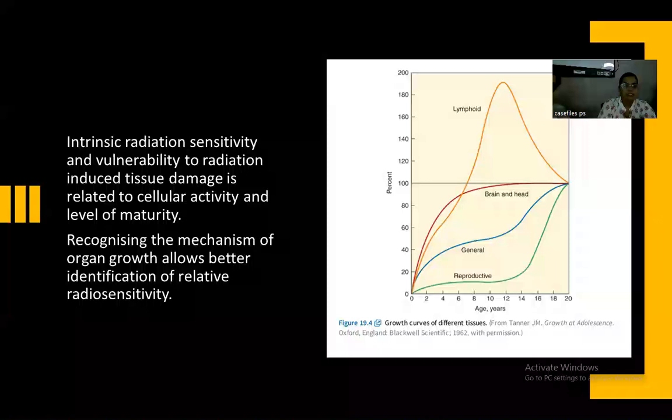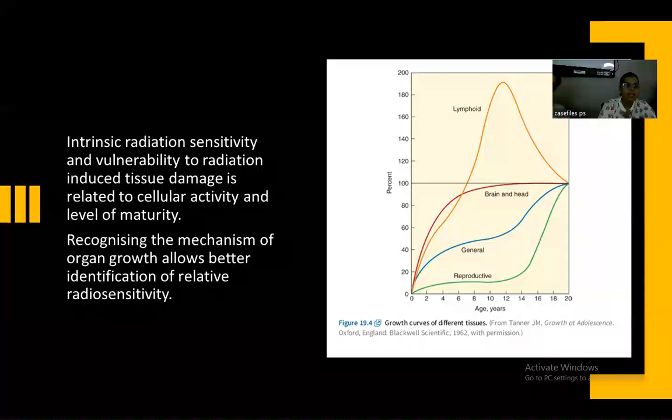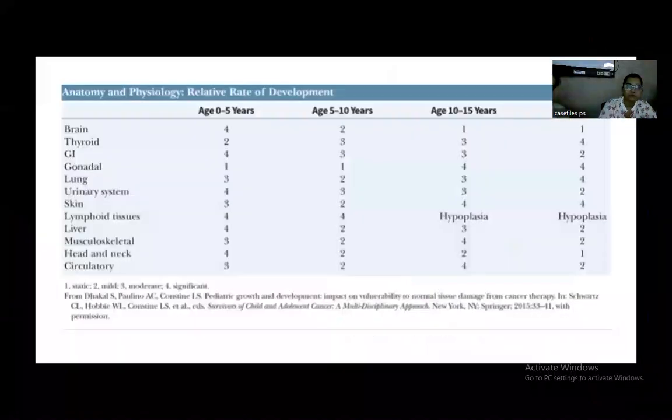Now, intrinsic radiation sensitivity and vulnerability to radiation-induced tissue damage is related to cellular activity and level of maturity. Recognizing the mechanism of organ growth allows better identification of relative radiosensitivity. This graph is showing the growth curves of different tissues as the age progresses, how the reproductive organs and brain along with lymphoid tissue grow. This table is showing the relative rate of development of different organs at different age groups.